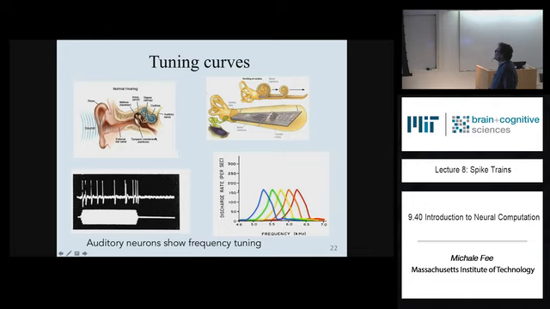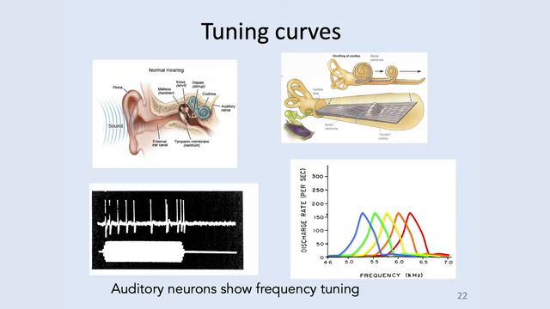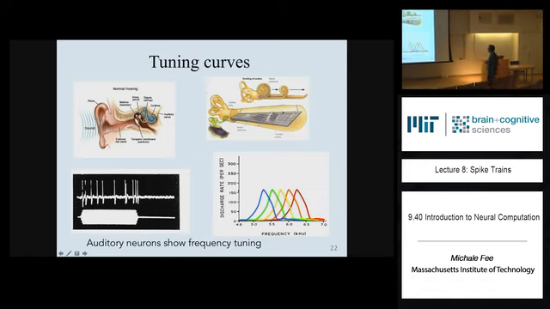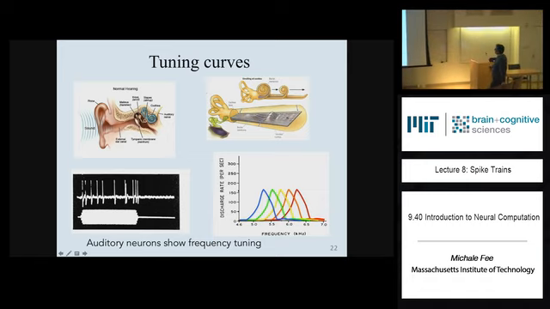So, for example, in the auditory system, when sound impinges on the ear, it transmits vibrations into the cochlea. Those vibrations enter the cochlea and propagate along a basilar membrane, where vibrations of particular frequencies are amplified at particular locations, and the membrane is unresponsive to vibrations of other frequencies.